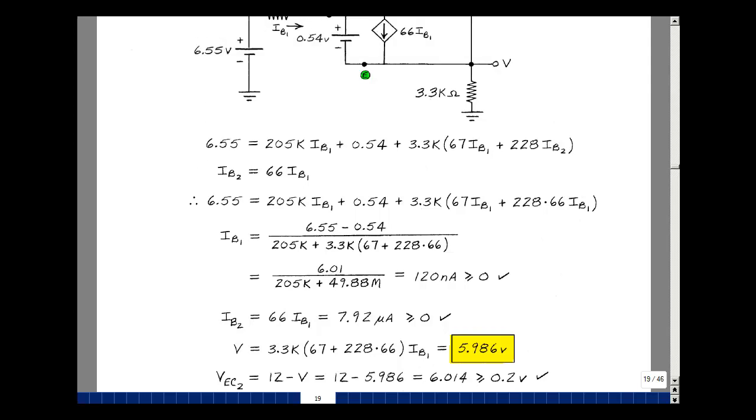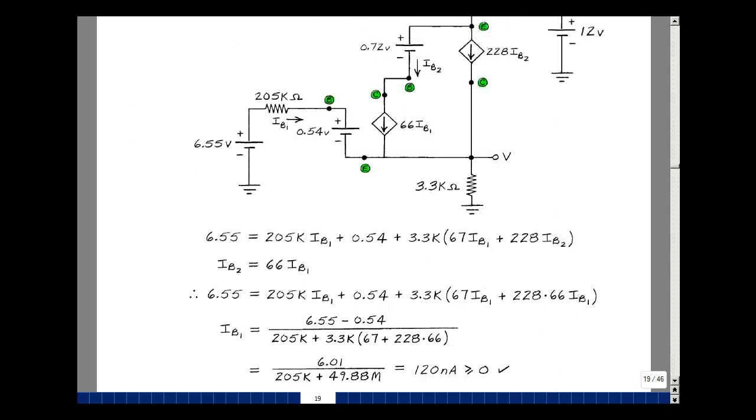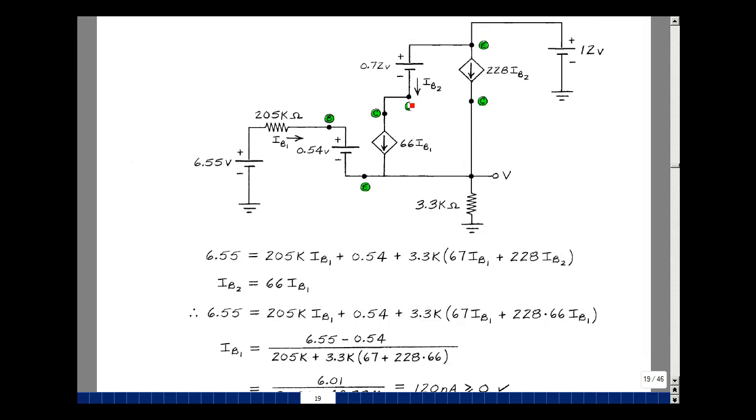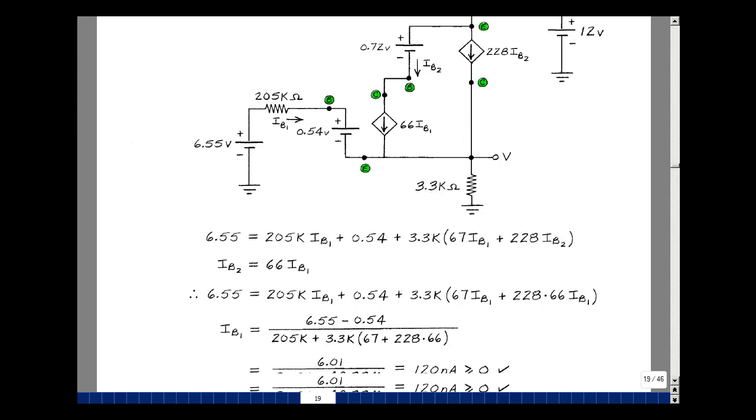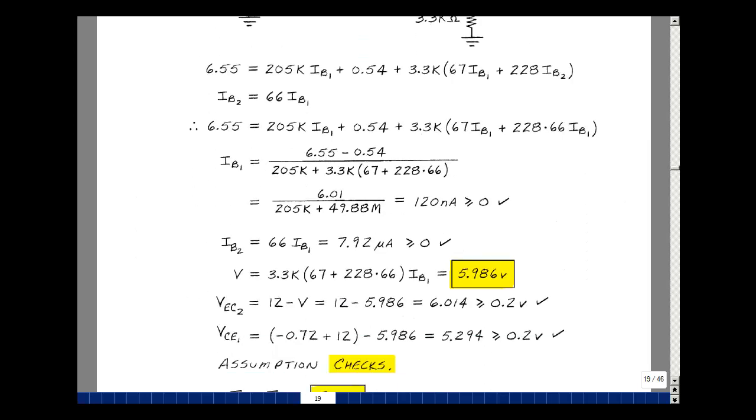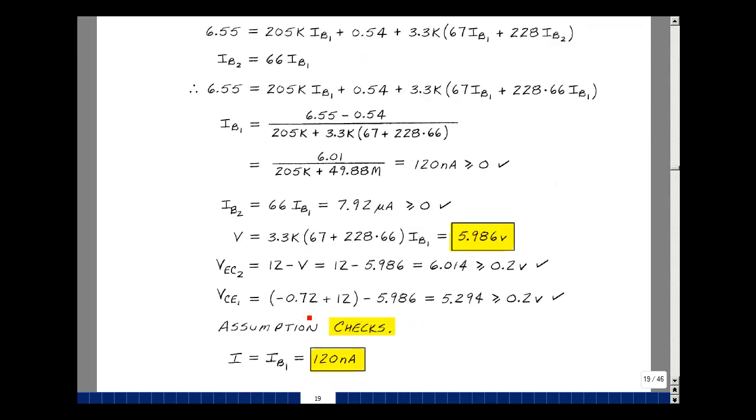And then the collector-emitter voltage of Q1 is going to be this node voltage minus this node voltage. This node voltage is minus 0.72 plus 12, and then this node voltage is V, which we just found to be 5.986, and all of that is equal to 5.294, which is greater than or equal to 0.2 volts, and so our assumption checks. And lastly, what's the value of I? That's the same as IB1, and that was 120 nanoamps. This is supplemental problem 313.